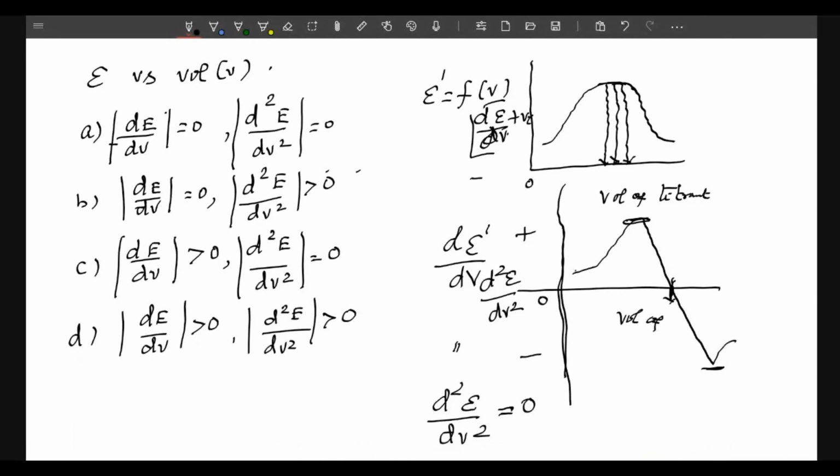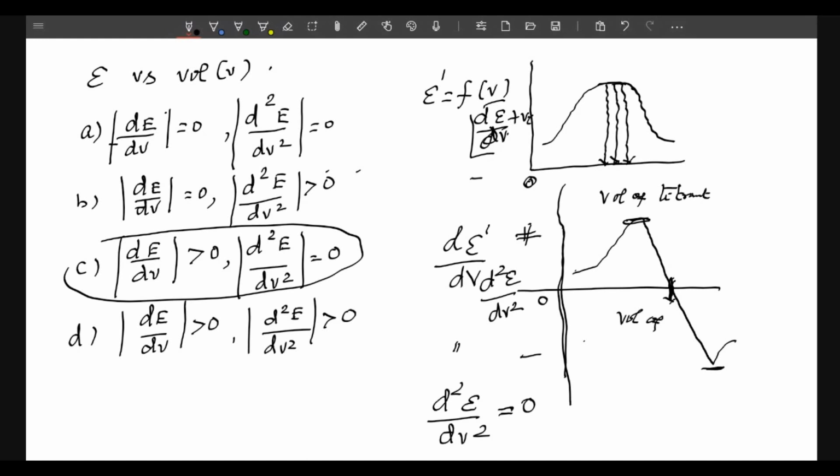What is the correct answer? C is the correct answer. We have already discussed that this is zero, and here it is everywhere positive. Here it is positive and negative, and the actual value is given by d²E/dV² equal to zero. That we have given in the principle of identifying the equivalence point, that is asked in terms of this. Here at the equivalence point, it is positive, greater than zero. There it is zero. This is the correct answer.